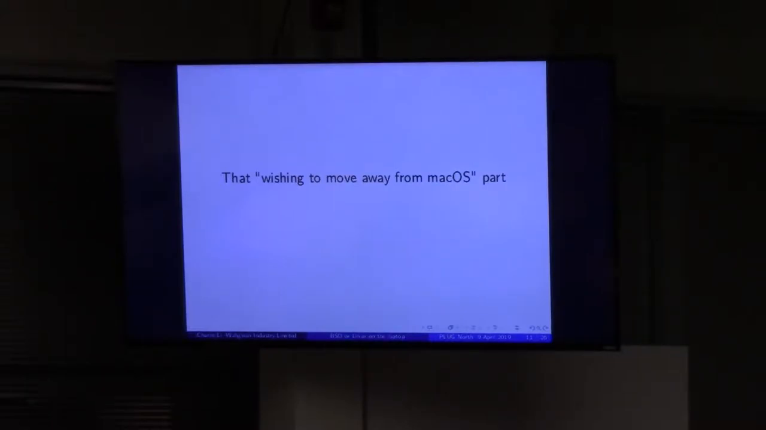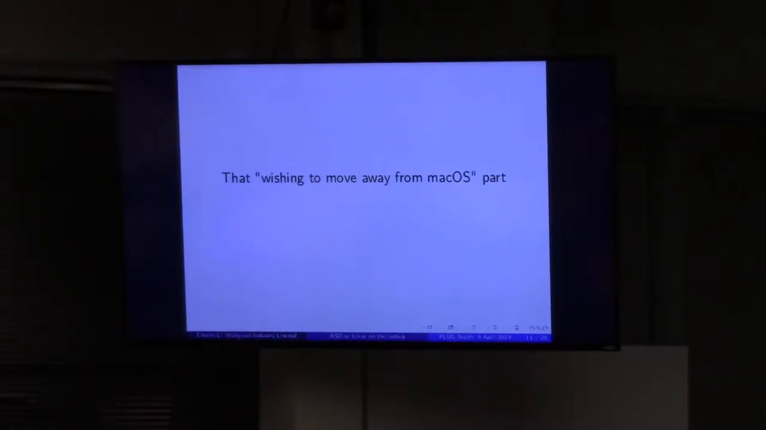Now, I forgot to mention in the very beginning that there was a wishing to move away from macOS part. I can't really speak to the best of my ability on the moving away from macOS part, because I haven't used macOS as a daily driver since I graduated high school. But I'm going to try my best here, because I did do a little bit of research while preparing these slides, and I found some interesting statistics besides all the media articles and all the pictures of Apple bricks or something like that.